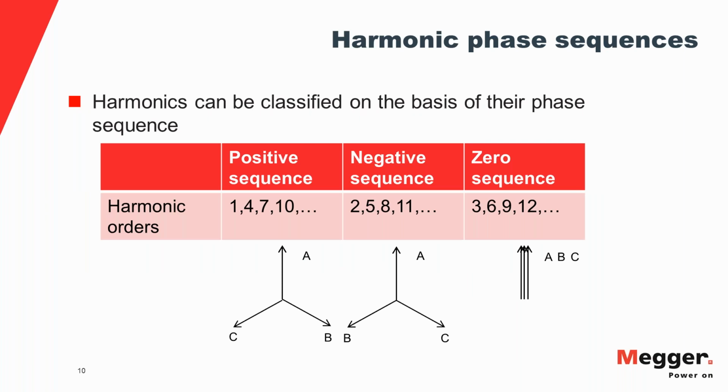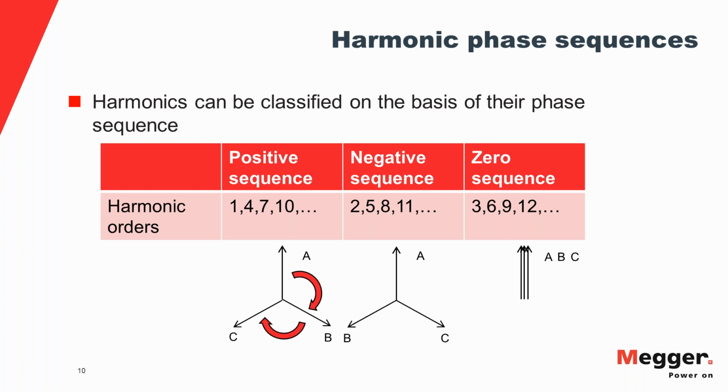Harmonics can also be classified in terms of their phase sequence. So what's phase sequence? Phase sequence refers to the phase relationship between the 3 phases in a 3-phase system. If you look at the vector diagrams there, you'll see that the first one is for a positive sequence system. In a positive sequence system, B lags behind A by 120 degrees. C lags behind B by 120 degrees. So if you go from A to B to C, you move in a clockwise direction on the vector diagram.